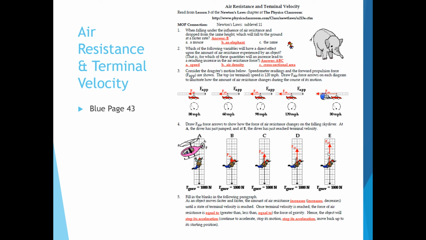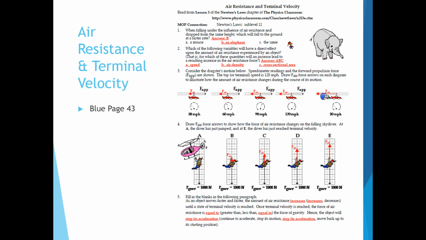Number 5, fill in the blanks in the following paragraph. As an object moves faster and faster, the amount of air resistance increases until a state of terminal velocity is reached. Once the terminal velocity is reached, the force of air resistance is equal to the force of gravity. Hence, the object will stop its acceleration. And at that point, that's the end of the paragraph.